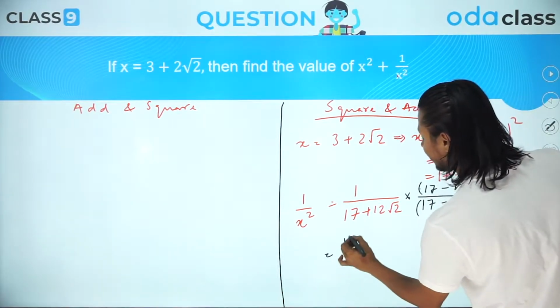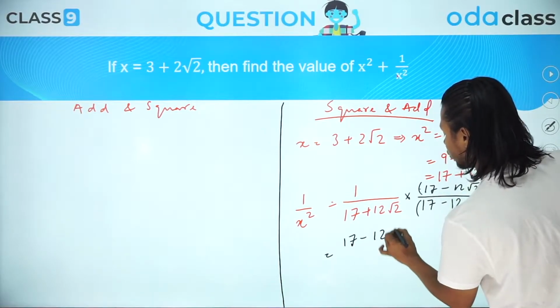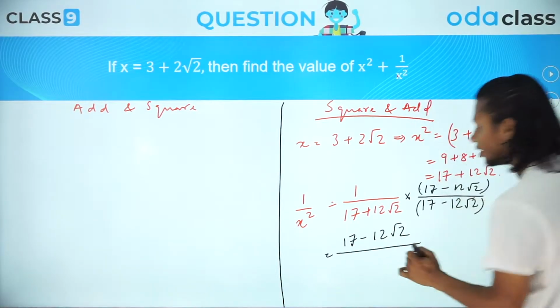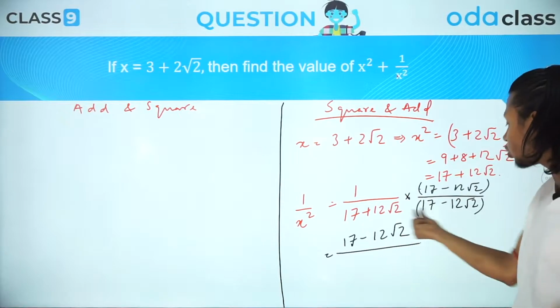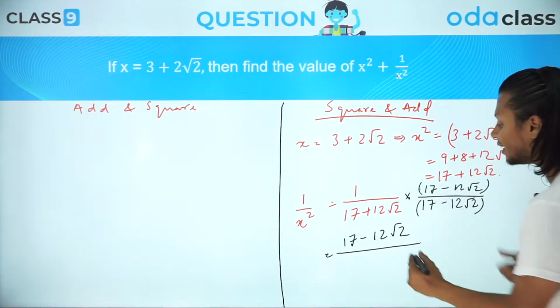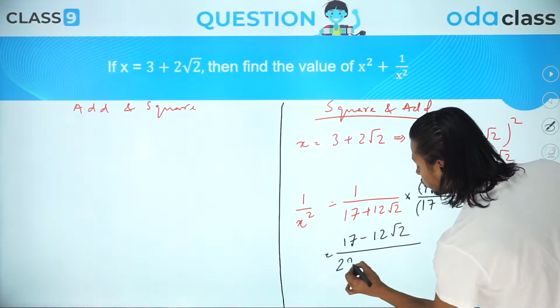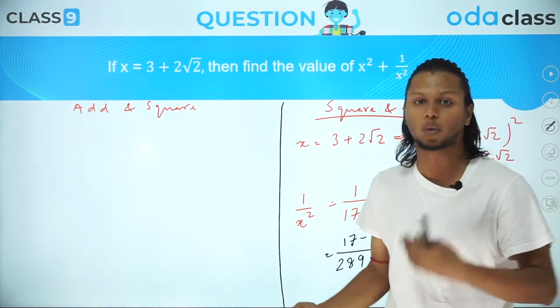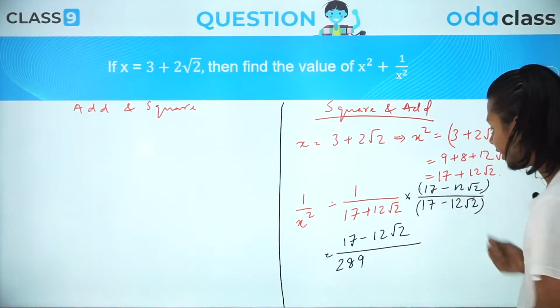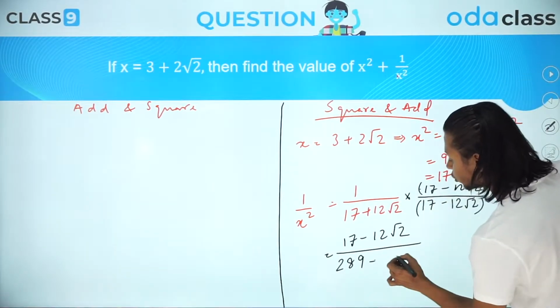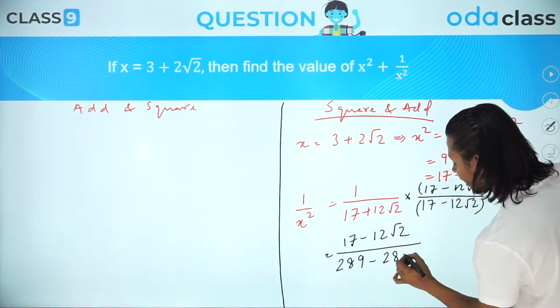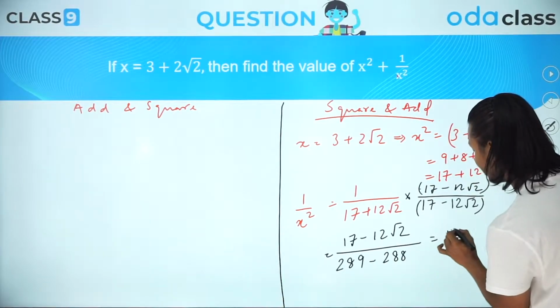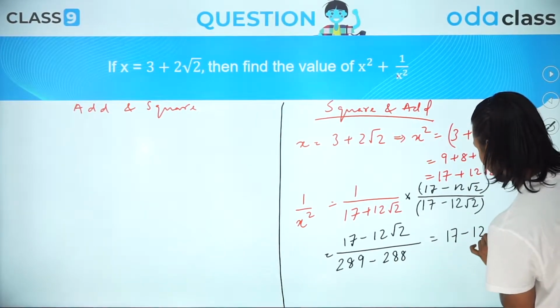So watch this, right? So if I multiply, kids, what will I get? I will get 17 minus 12 root 2. And the denominator, kids, is of the form a square minus b square. So what is 17 square? It's nothing but 289. It's highly advisable that you remember squares till 30 to help you in exam. And what is 12 root 2 square? It's 288. So which is equal to 17 minus 12 root 2.